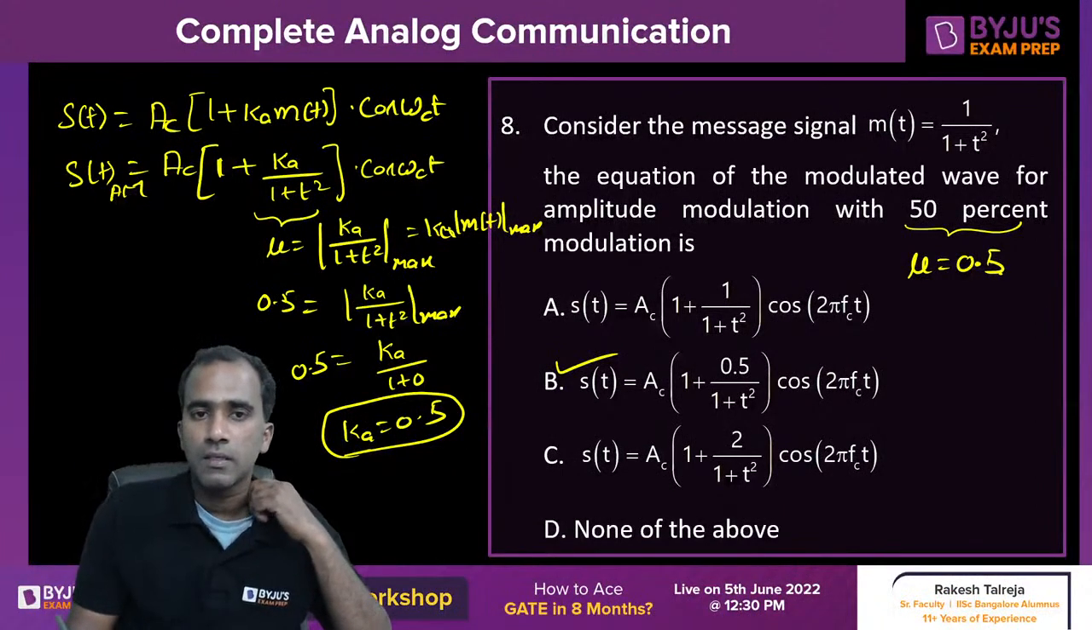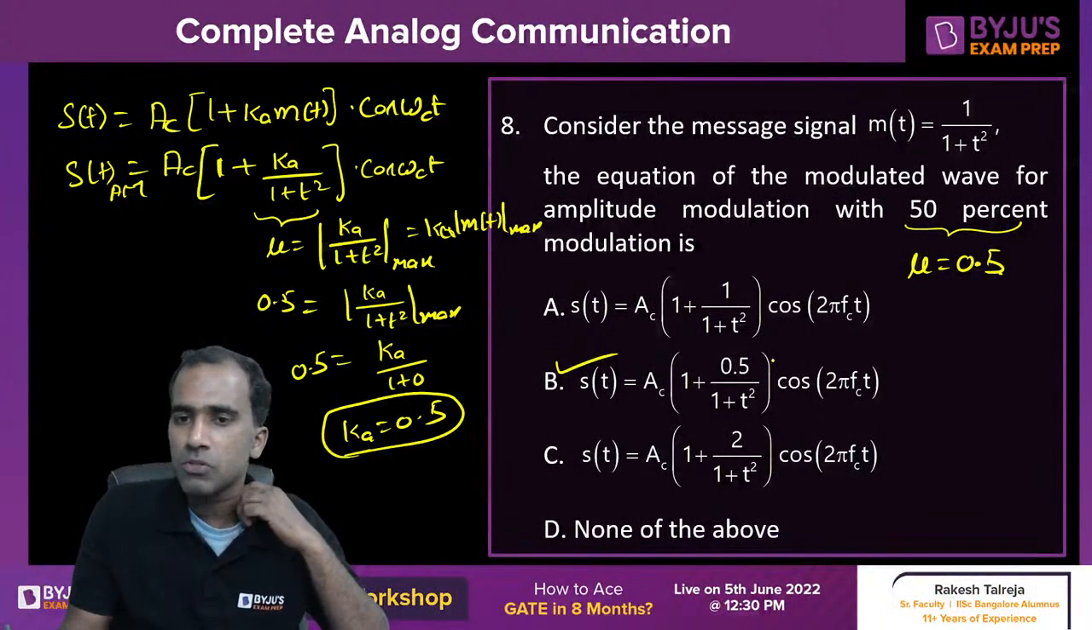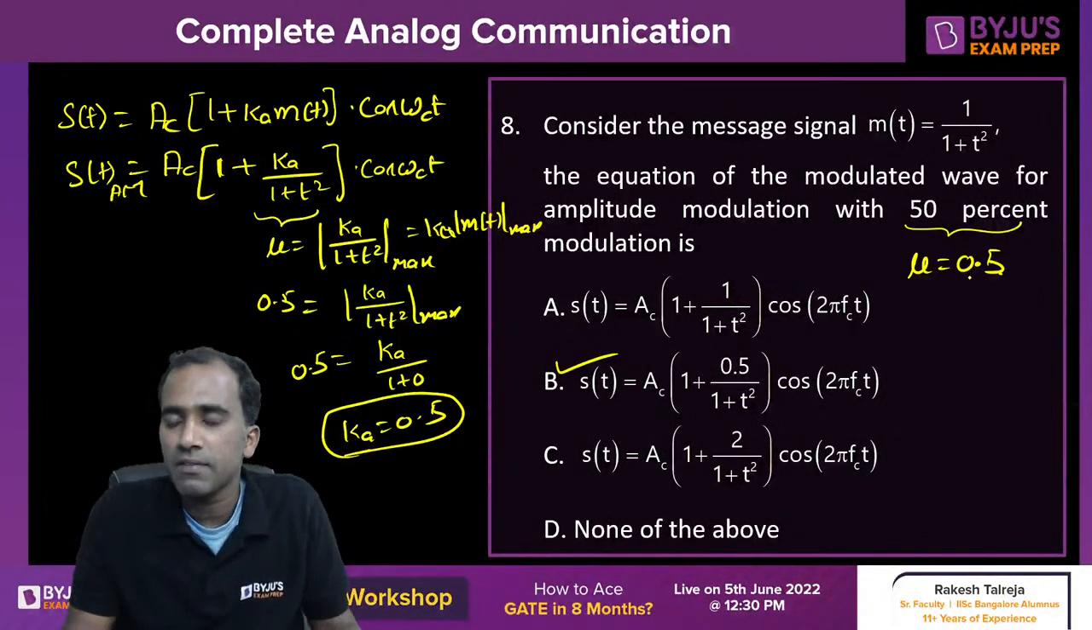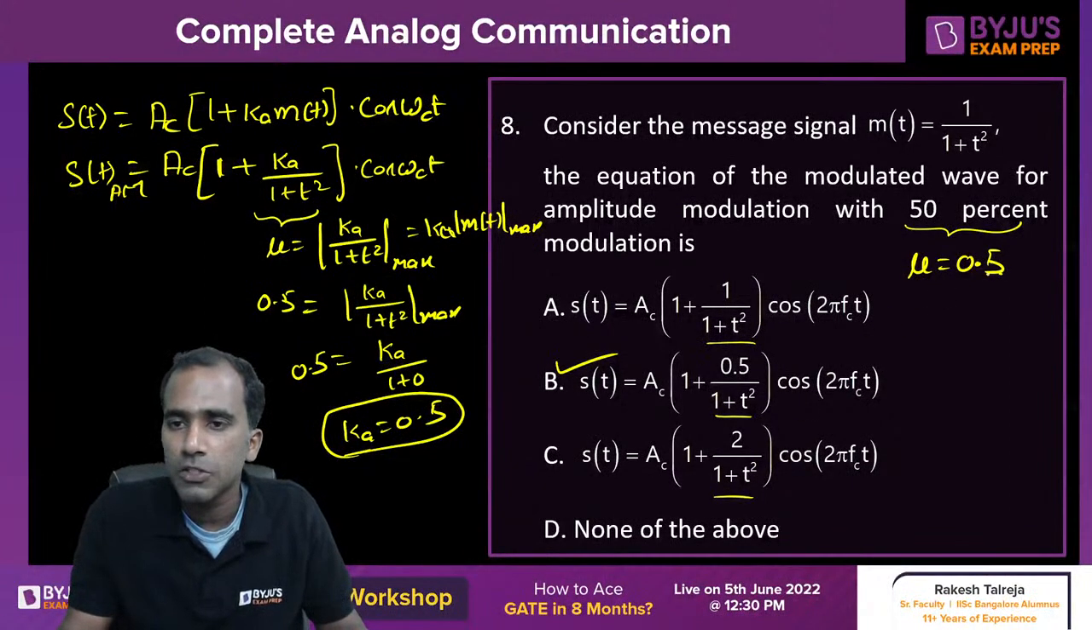Okay. We don't need to solve it like this. Just by looking at the options also we can figure it out. Because the message is 1 by 1 plus t square, we can observe that all three options have the same thing, 1 by 1 plus t square. So we want mu of 0.5. Mu means the maximum magnitude possible in this part, and it should be 0.5.